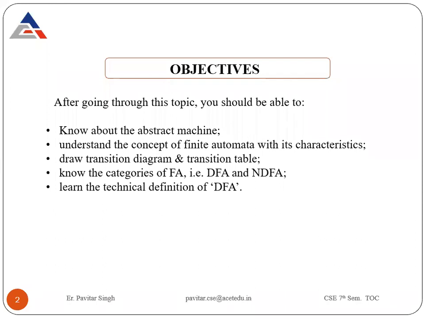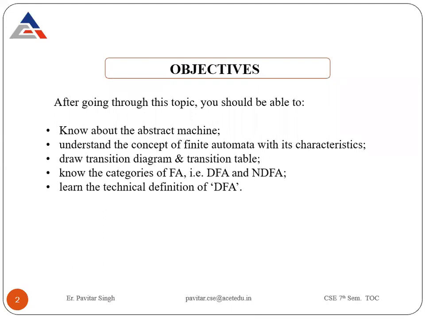So objectives: after going through this topic, you should be able to know about the abstract machine, understand the concept of finite automata with its characteristics, draw transition diagram and transition table, and know the categories of finite automata, that is DFA and NDFA. Then you should be able to learn the technical definition of DFA. So these are the objectives of today's lecture. Let's begin with the topic.